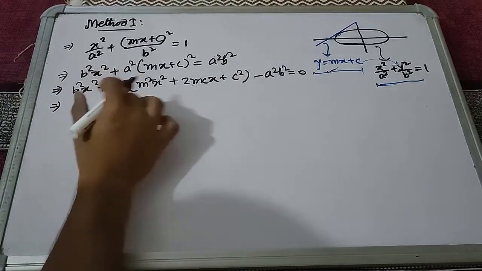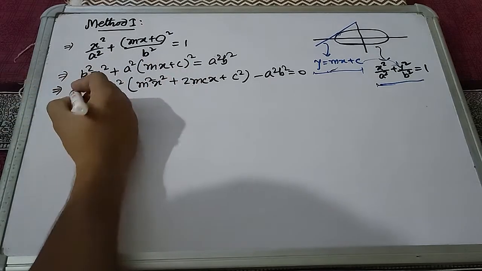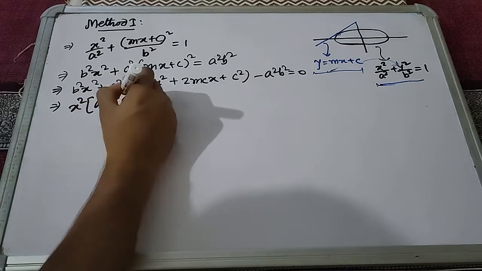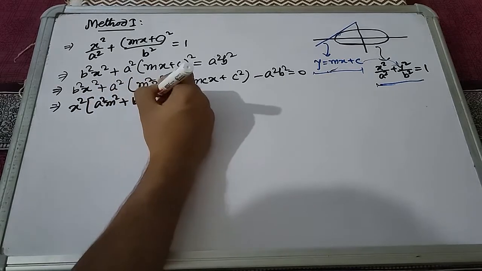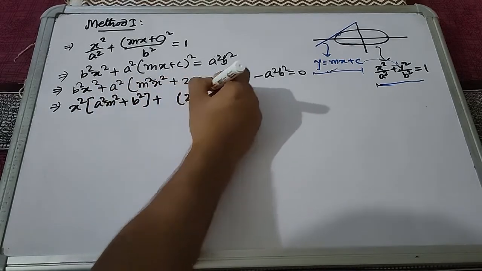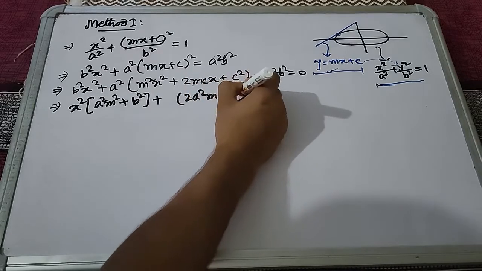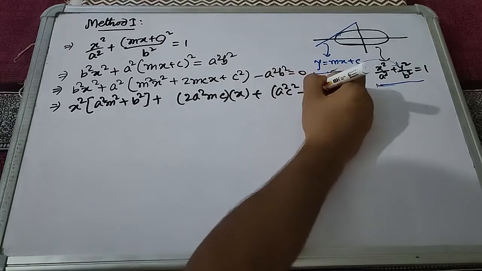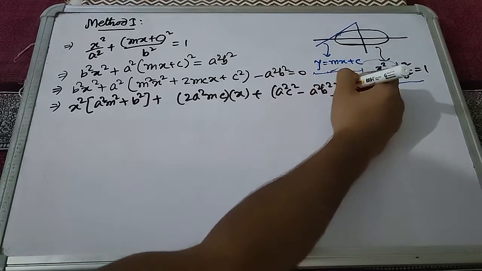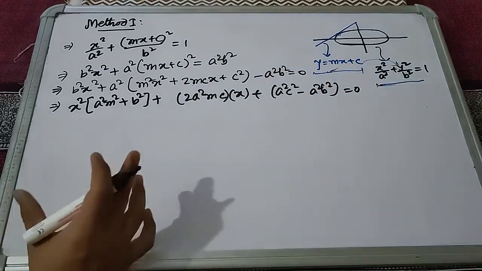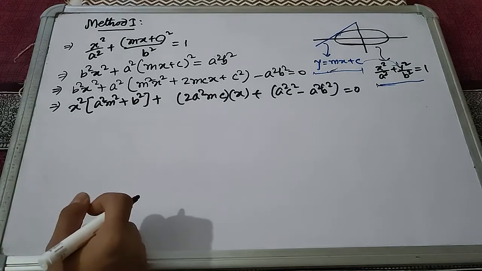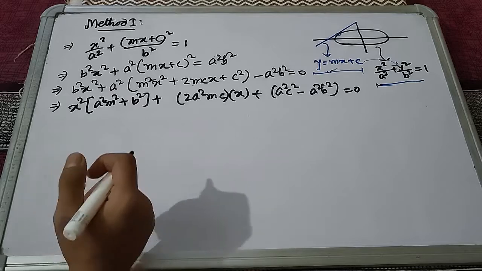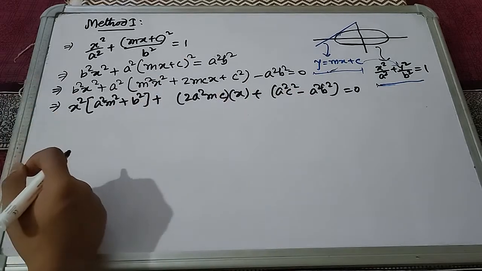Now this is the quadratic in x, so let us write it in a standard form. The coefficient of x square is a square m square plus b square, plus 2a square mc into x, plus a square c square minus a square b square equals to 0. So this is the quadratic in x. Now what condition can we use? We know that x should give a single value. Therefore, the discriminant of this equation should be 0.